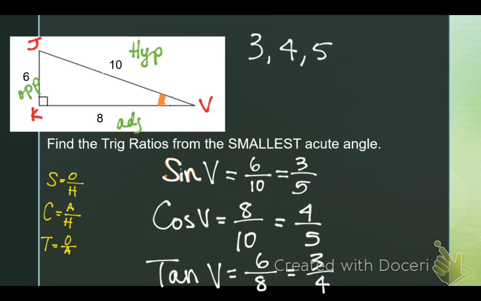3, 5, 4. Because, think about this. What number are all 3 of these numbers divisible by? 2. What's 6 divided by 2? 3. What's 8 divided by 2? 4. What's 10 divided by 2? 3, 4, 5. That's going to happen a lot today. You're going to see it.